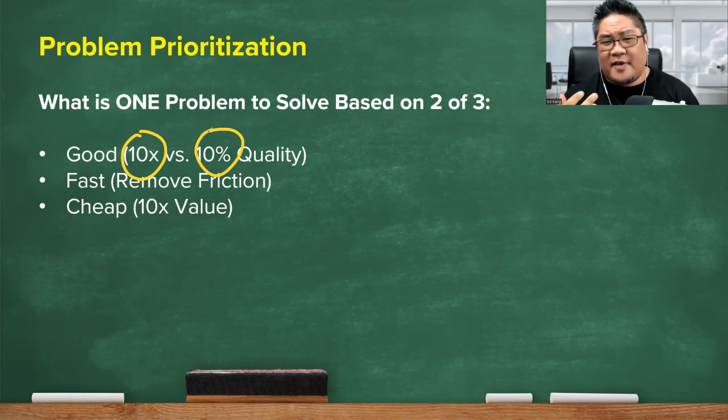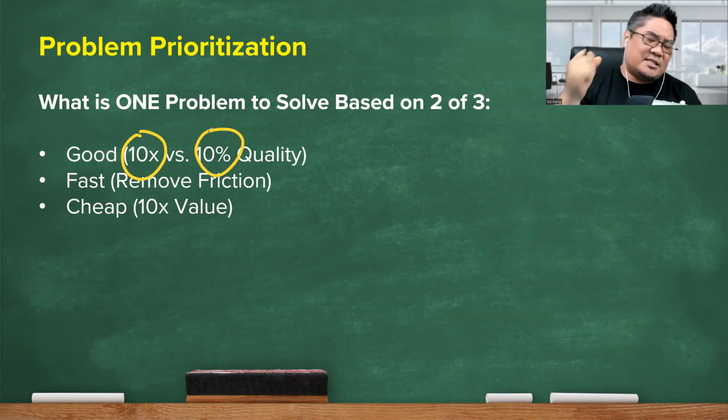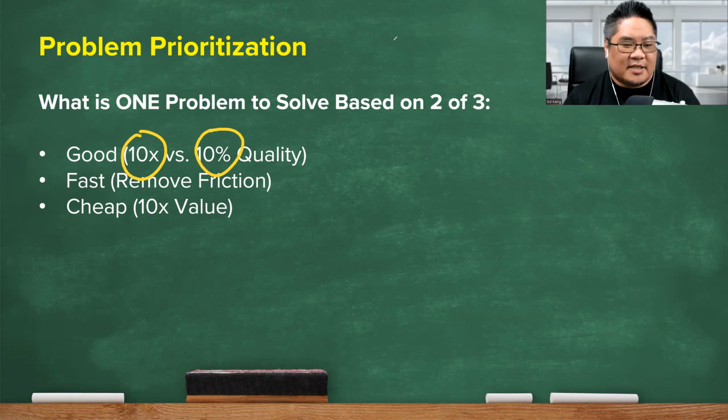Just warning you now, if you have a 10% solution, you're not going to get startup investors. You could get other types of investors who are interested in investing in small businesses, but you're not going to get that VC firm that's looking for that 10x category defining idea. So that's how that works. So you can make it good, and or you can make it fast.